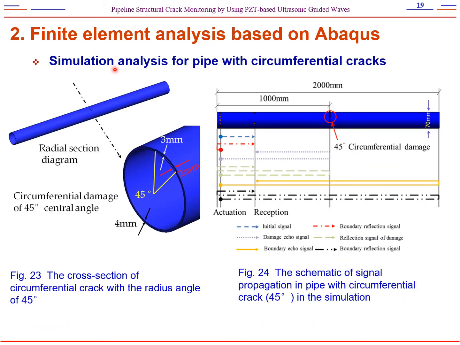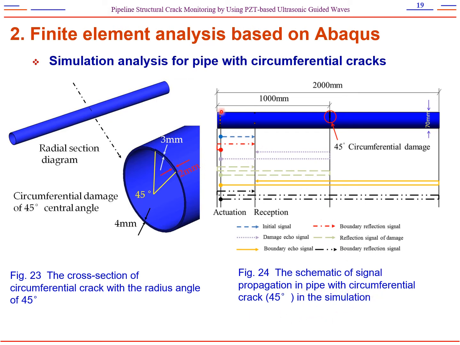This is the simulation analysis of the pipe with circumferential cracks. And this figure is the cross-section of circumferential crack with the radius angle of 45 degrees. And here is the cross-section, and there is an artificial crack here. The depth of the crack is 3 millimeters, and the width is 2 millimeters, and the thickness of the pipe is 4 millimeters.